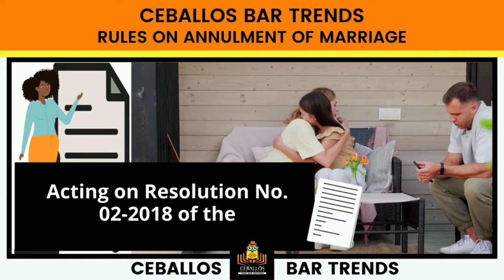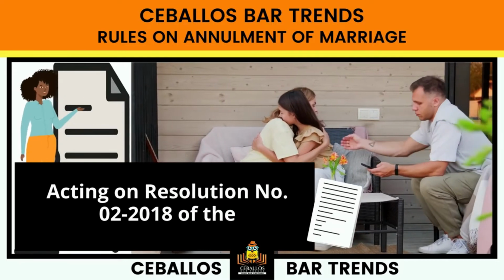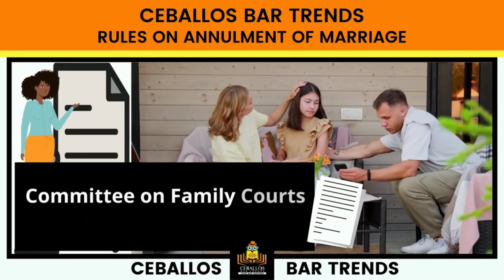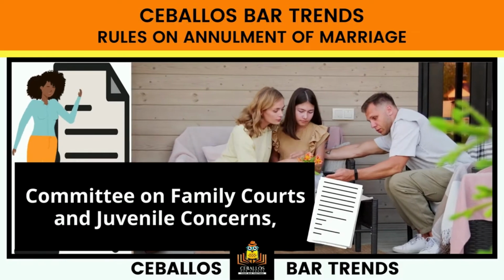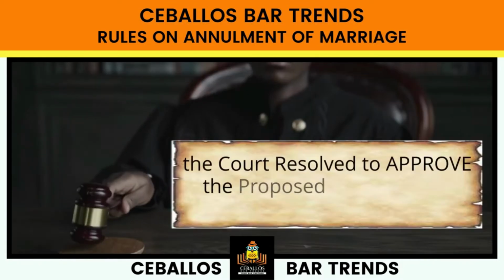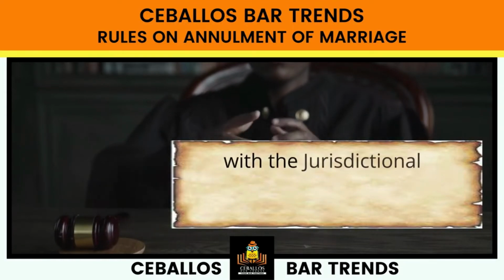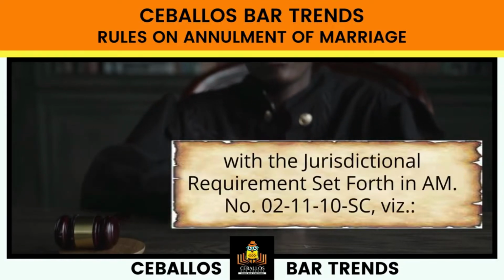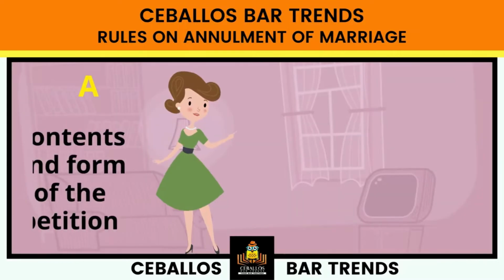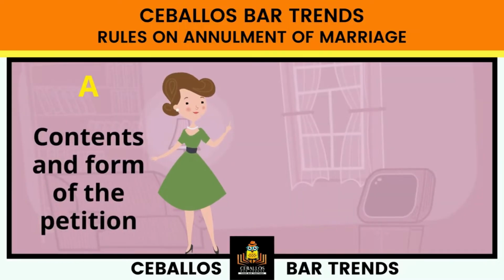Acting on Resolution No. 02-2018 of the Committee on Family Courts and Juvenile Concerns, the Court resolved to approve the proposed guidelines to validate compliance with the jurisdictional requirement set forth in Administrative Matter No. 02-11-10 Supreme Court, viz. A. Contents and form of the petition.